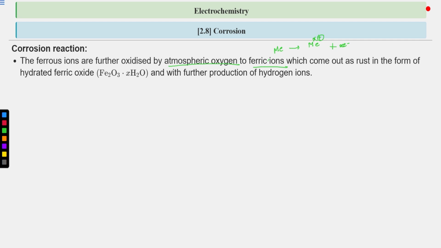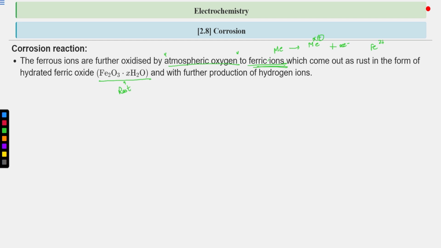So the ferrous ions which we get after the oxidation process once will get further oxidized. This oxidation process keeps going on because the metal surface is in contact with the atmospheric oxygen, right? So the ferrous ions are further oxidized by the atmospheric oxygen and become ferric ions, that is Fe3+, which come out as rust in the form of hydrated ferric oxide, Fe2O3.H2O. This is the formula of the rust.